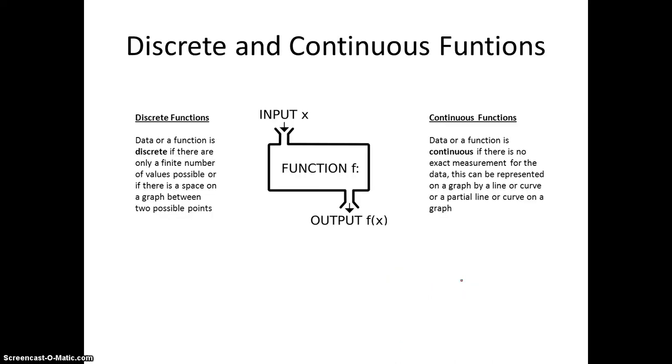So let's look to see what the difference between a discrete and continuous function is. A discrete function, data or a function, is discrete if there are only a finite number of values possible or if there is a space on a graph between two possible points. So let's look at some examples of discrete functions.